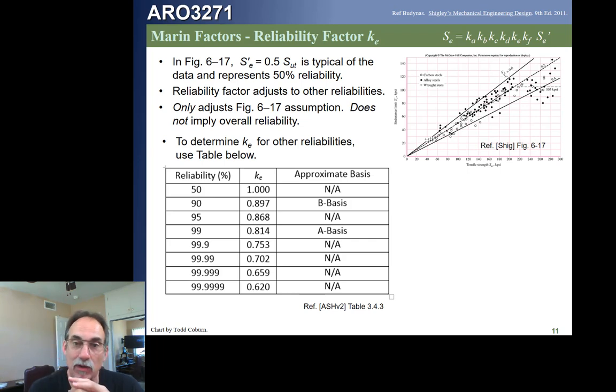If we want a higher reliability, we're going to have to read this table to find out what factor to apply. And it's useful to note, if I tell you to use a B basis reliability, meaning we need a B basis knockdown, then you will read the B basis, which would be a 90% reliability, or an A basis, which would be more like 99-ish%. Okay? That's how we're going to handle that.